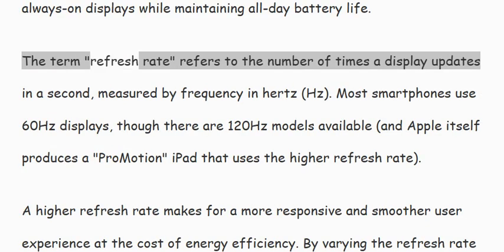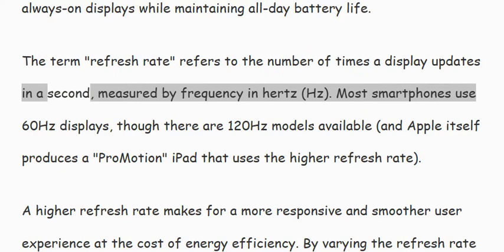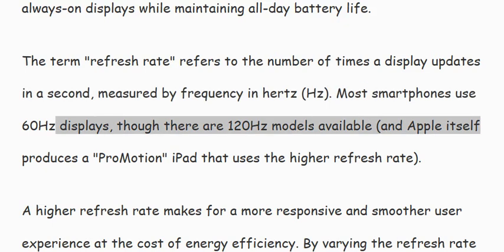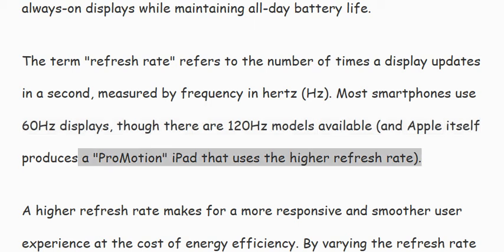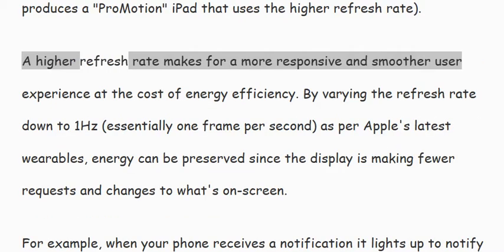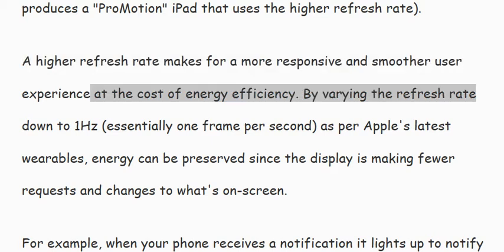The term refresh rate refers to the number of times a display updates in a second, measured by frequency in Hz. Most smartphones use 60 Hz displays, though there are 120 Hz models available, and Apple itself produces a ProMotion iPad that uses the higher refresh rate. A higher refresh rate makes for a more responsive and smoother user experience at the cost of energy efficiency.